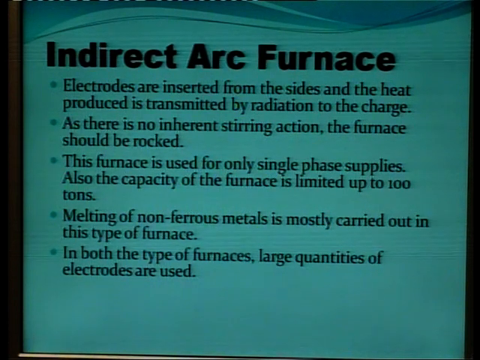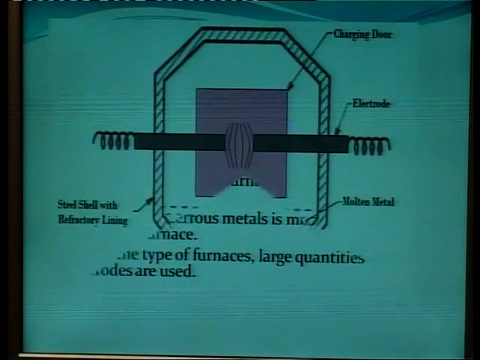there is no automatic steering action in the indirect arc furnace. So the furnace should be rocked. So this furnace is used for only single phase supplies. Also the capacity of the furnace is limited up to 100 tons. The melting of the non-ferrous metals is mostly carried out in this type of furnace, and in both types of furnaces large quantities of electrodes are used.